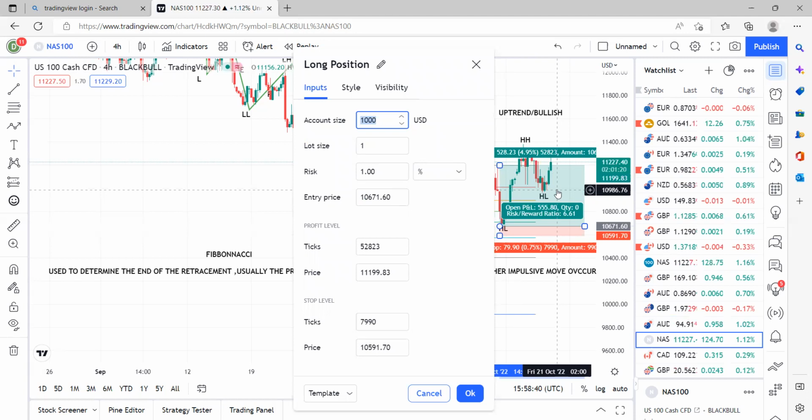Then the stop loss: if it's 7990 like this, this is 79 pips. And if it's 5283 like this, this 528 is 528 pips. You get it? Tina, what we have to do is to make sure that the stop loss is at least 30 pips.